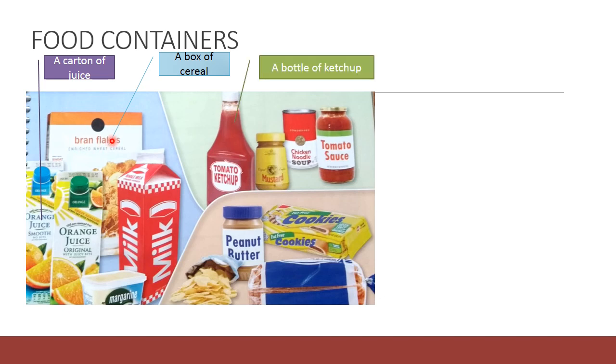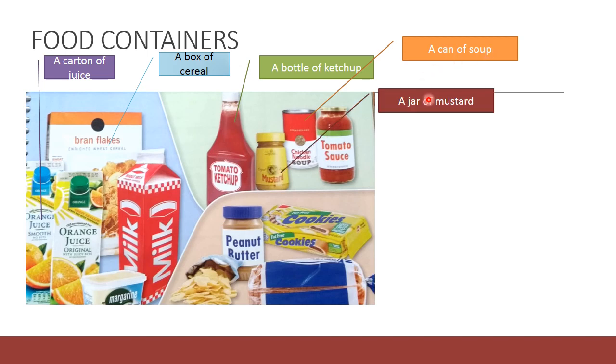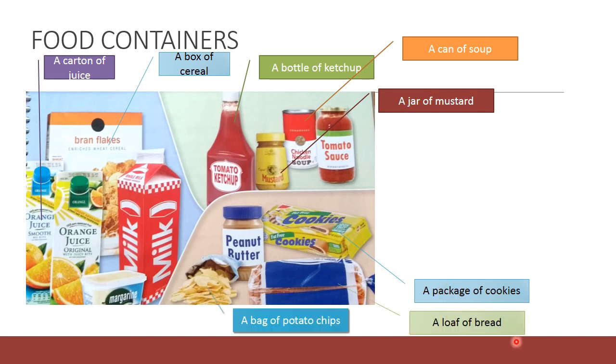We have a bottle of ketchup. We have a can of soup. We can also have a can of tuna or a can of beans or a can of sweet corn. We have a jar of mustard. Okay, so check the container. We have a package of cookies, a loaf of bread, a bag of potato chips, and a tube of margarine.